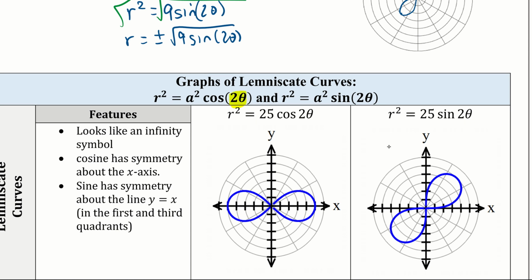We're only doing 2 theta for lemniscates like that, and they always have that r squared. To find out the length of the petal, it's going to be the square root of whatever number is in the front. So for these ones, the length of the petal is 5. 1, 2, 3, 4, 5, because that's the square root of 25. Same thing no matter what direction you're going in.